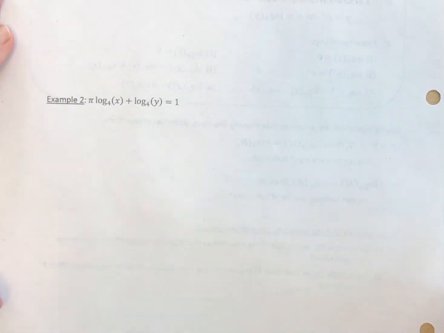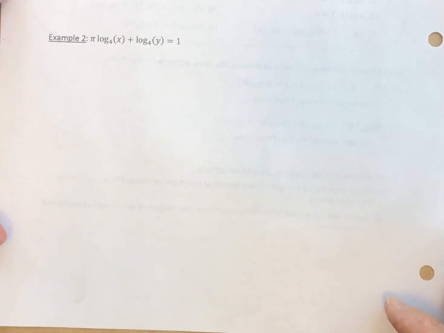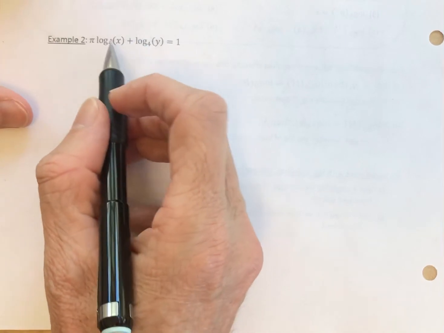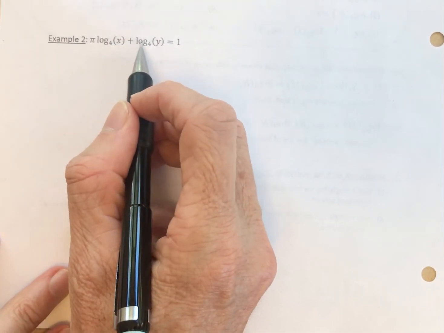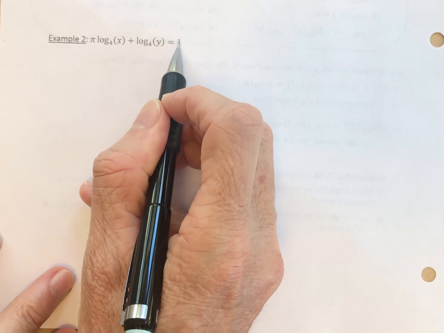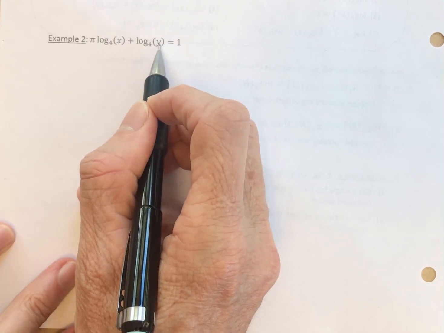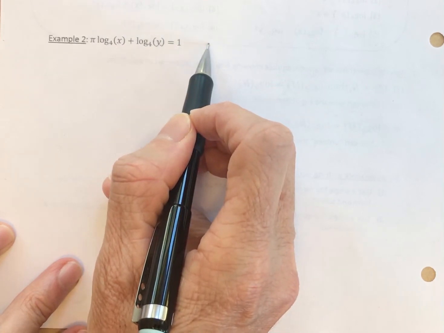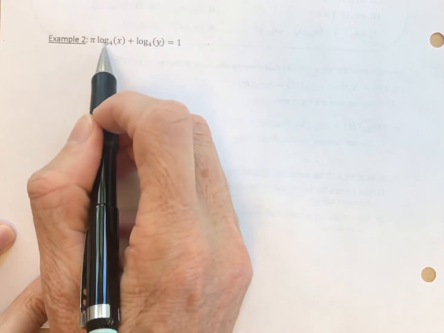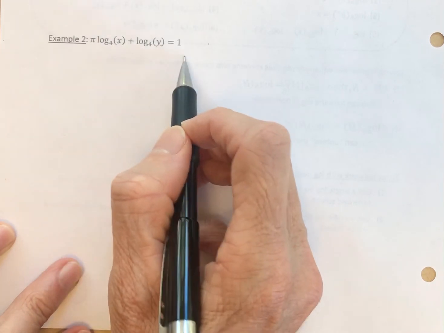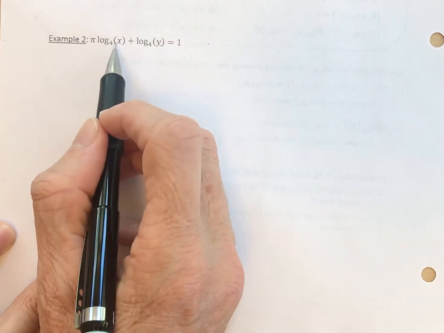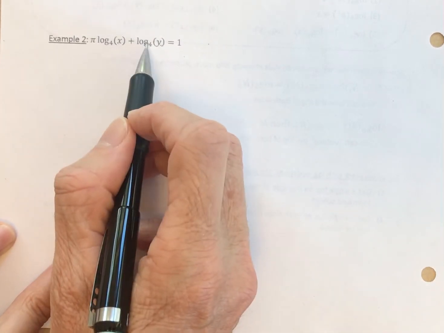Okay, my second example, we'll take a look at making use of that exponential function. Pi times the log base 4 of x plus log base 4 of y equals 1. Again, I want to solve this for y. Now notice, if I move this log over to here, I'm kind of stuck. I'll have a log on the left, but I'll have 1 minus the log on the right, and that's got too much going on. But I can combine these two logs.